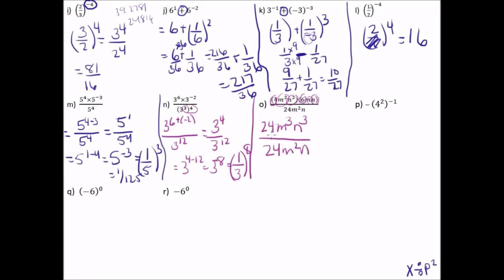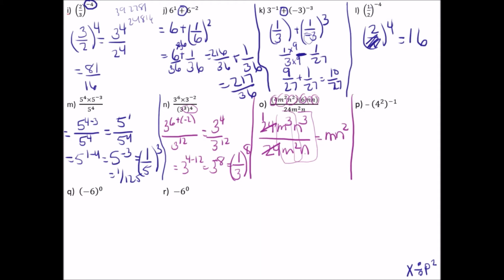Okay, so these 24s cancel out and they go to 1. These M's, so these divide: M cubed, 3 minus 2 is just M to the 1. And then again for the N's, 3 minus 1 is just N squared. And that's your answer.